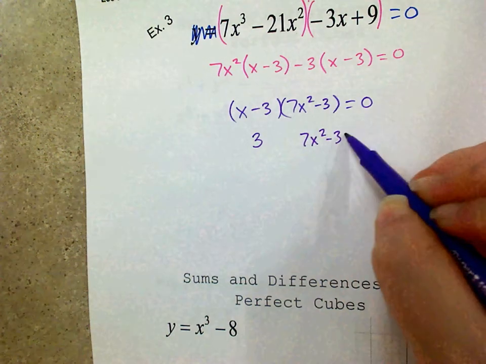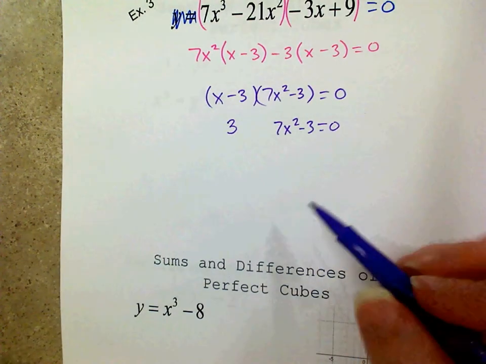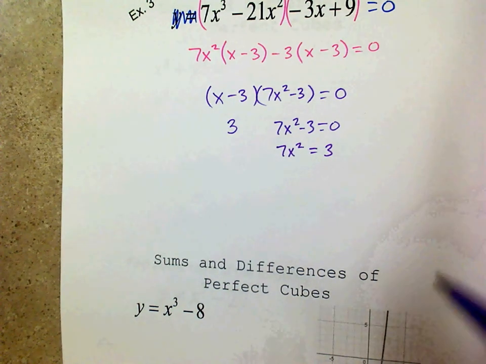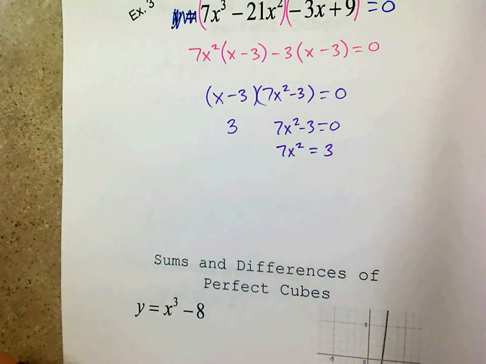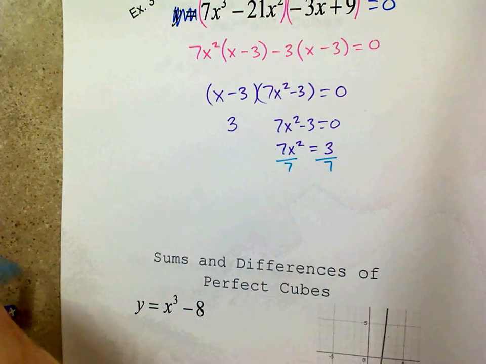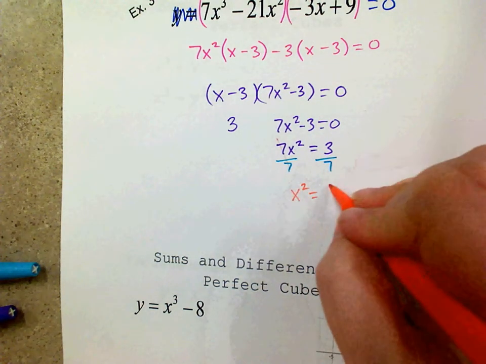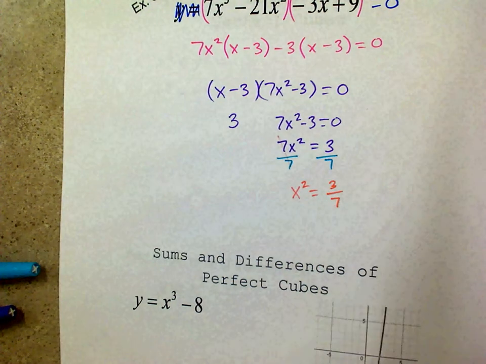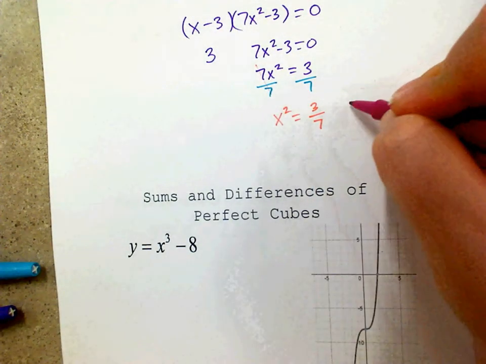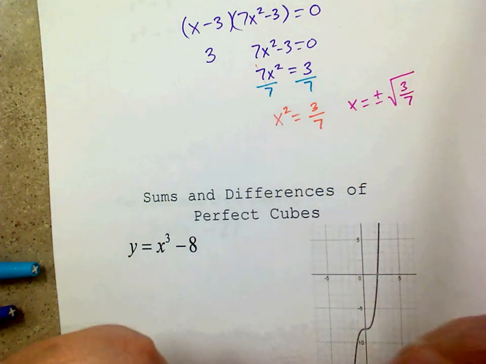What are you going to do? I'm going to add the 3. Divide by 7. X squared equals 3/7. How do you get rid of a square? How many answers do you have when you take a square root? So x equals plus and minus the square root of 3/7. And x equals 3.